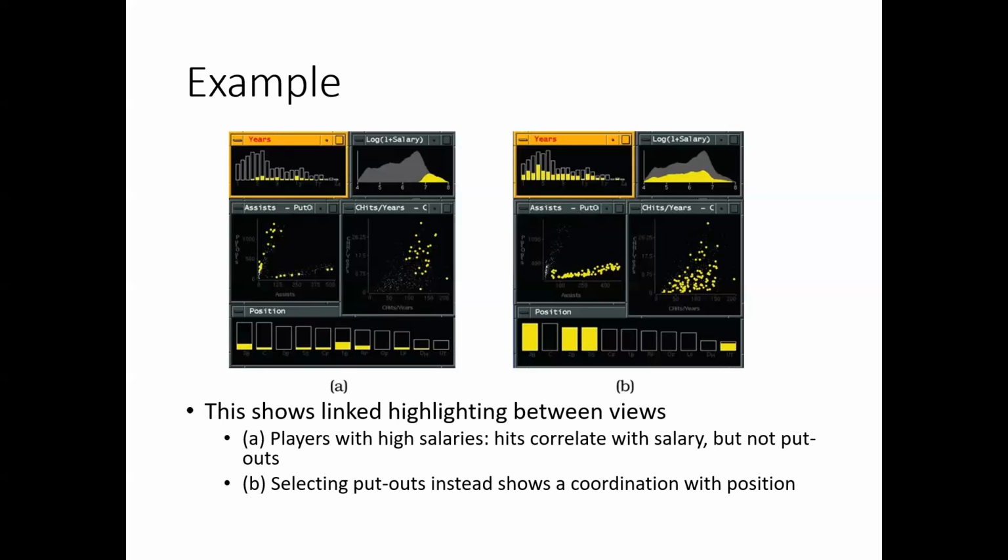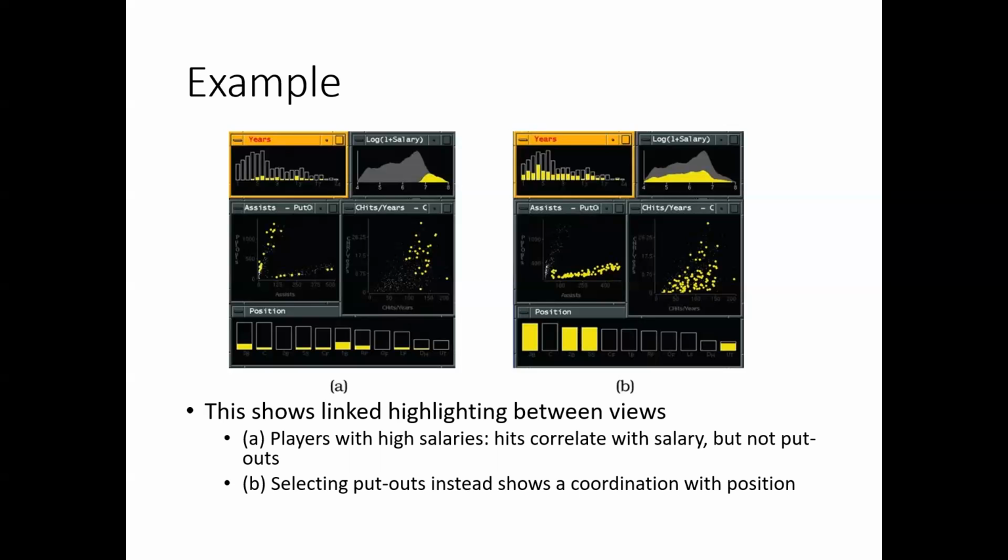So when you look at the players with high salaries, the hits correlate with salary, but not putouts. And again, that's because the first baseman and the catcher are going to be the two that get the most putouts.